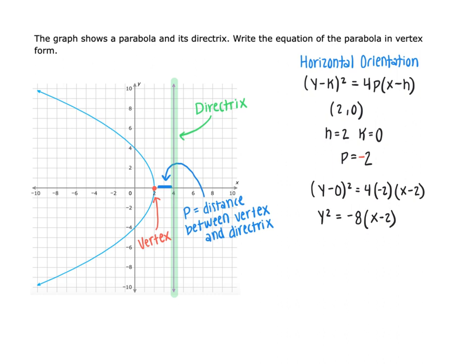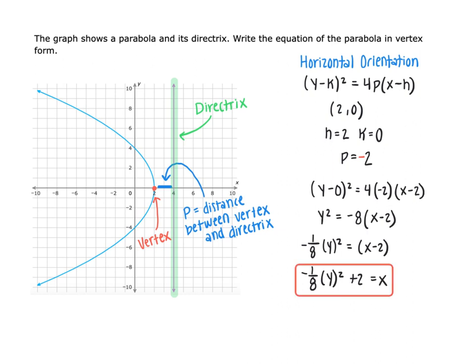Let's start by dividing by 8. So I have negative 1/8 y squared is equal to x minus 2. And then I'm going to end by moving the 2 to the other side. So I'm going to add 2. So I have negative 1/8 y squared plus 2 is equal to x. So here is my equation for a horizontal oriented parabola that opens to the left.